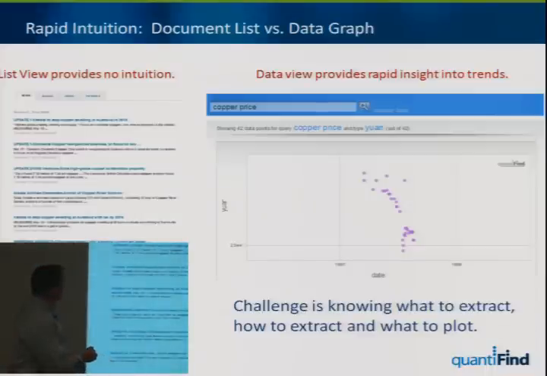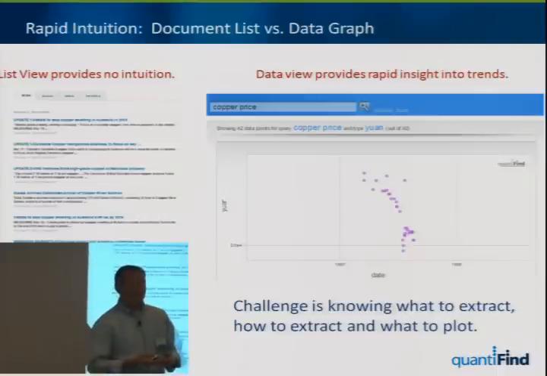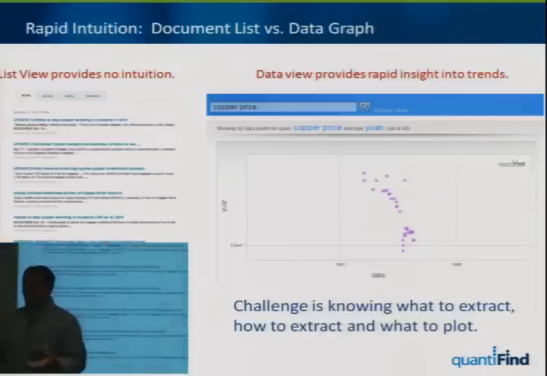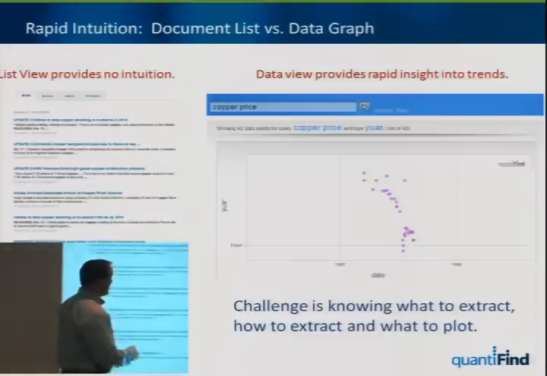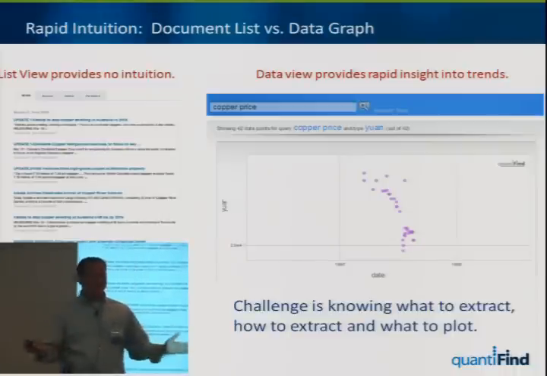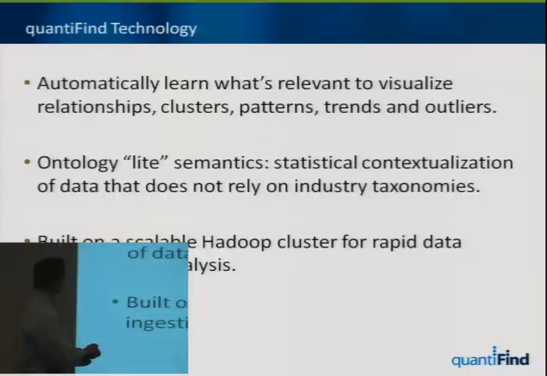But if I type it in this engine, this is the Quantifind engine, basically Quantifind first learns directly from the unstructured corpus what are the types of data, what are the buckets of data, what's relevant, what kind of data do I care about when I'm looking about copper price. And Quantifind, without any ontologies, automatically learns that here the Chinese yuan is a relevant data type, which tells you a lot of information even before you've looked at a single value, right? It tells you that Chinese currency is relevant in terms of global big picture copper trading.